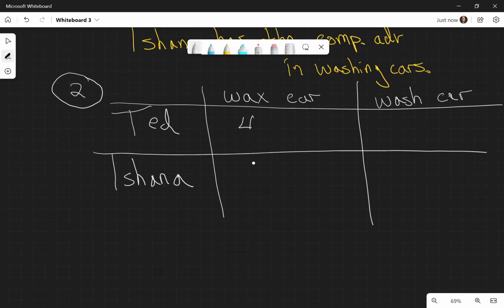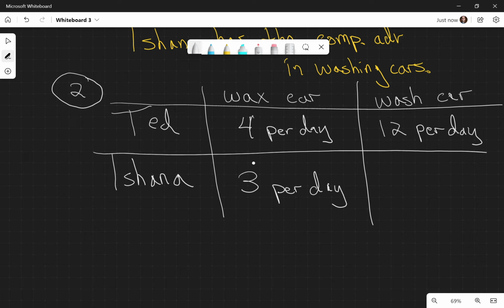Ted can do 4 per day if he just sticks to waxing, or he can wash 12 per day. Ishana can wax 3 per day, or she can wash 6 per day. So now we're asked the same question: what's the opportunity cost of washing a car, and who has the comparative advantage in washing the car? We're going to use the same kind of logic here.